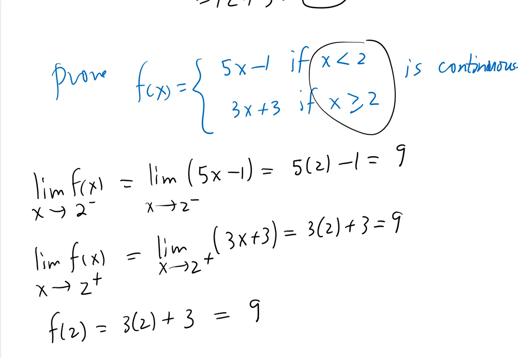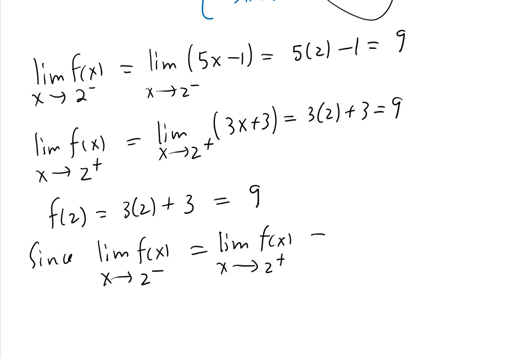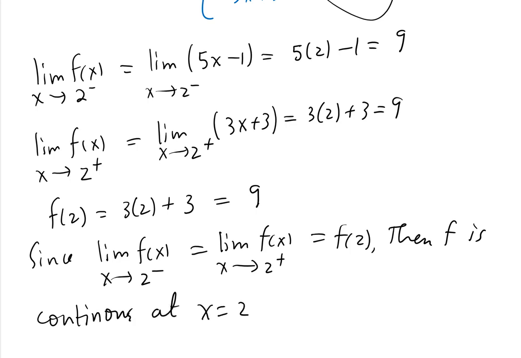Also 9. We say since the limit of f of x as x approaches 2 from the left is the same as the limit of f of x as x approaches 2 from the right, which equals f of 2, then f is continuous at x equals 2 and hence continuous.